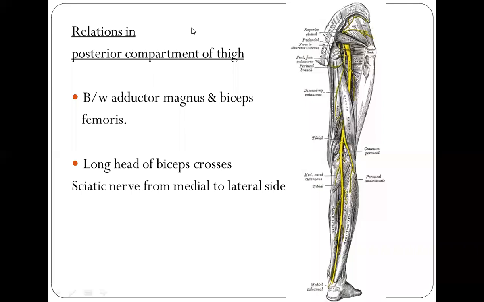Okay. Comparing with the upper limb, I want to ask you a question. In the upper limb, you had seen there is a nerve which crosses the brachial artery from lateral to medial side. So which nerve is it? In the arm, which crosses the brachial artery from lateral to medial side? Yes, it is the median nerve. Good. I'm happy to see that you still have memory of the upper limb structures. Similarly, here the biceps femoris crosses the sciatic nerve from medial to lateral side.